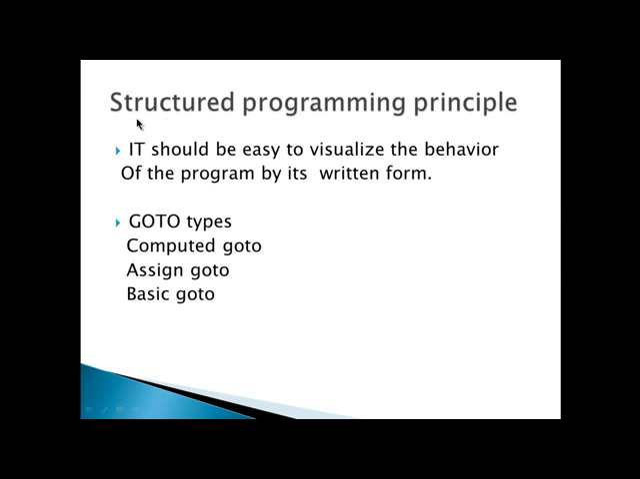Next, we'll look at how VLC source code behaves according to the structured programming principle. The structured programming principle says we should be able to visualize the behavior of the program by looking at the source code. As we all know, there are three types of goto statements. First one, computed goto. Second one, assign goto. Third one, basic goto. Now I'm going to show you an example of how VLC source code violates this principle.